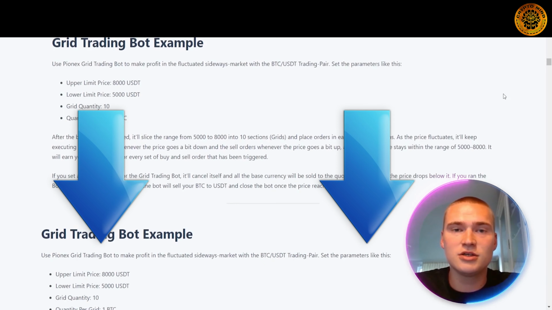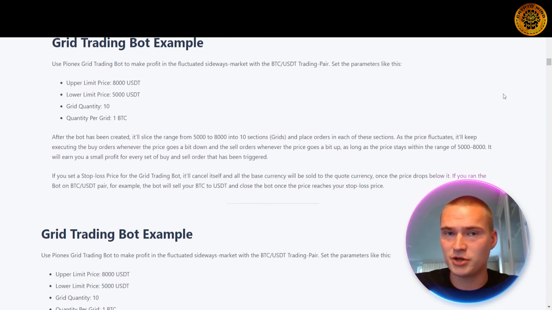So let's actually look at an example, because you're probably still wondering, how does such a grid trading bot actually trade? When does it buy? When does it sell? And how does it work? All right, so what we saw a couple of minutes ago, you will put in an upper limit price, for example, 8,000 USDT for the BTC USDT pair, which we're not at those levels right now, but it's just an example. So the upper limit you can set as 8,000, and then the lower limit as 5,000, and then a grid quantity of 10. And a quantity per grid of 1 Bitcoin.